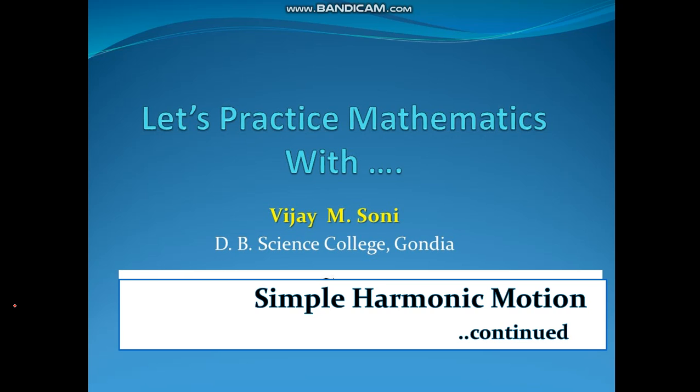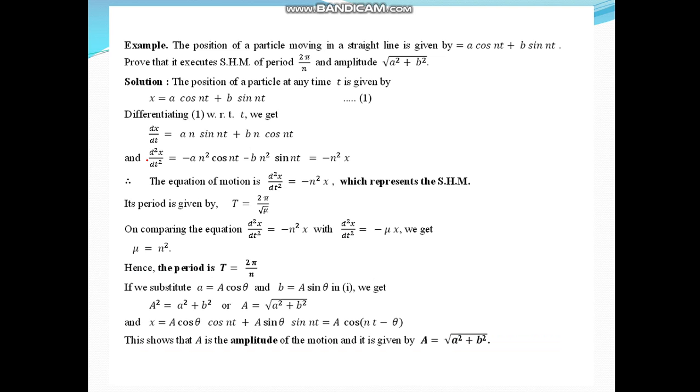Problems on simple harmonic motion. First example: the position of a particle moving in a straight line is given by x equal to a cos nt plus b sin nt. Prove that it executes SHM of period twice pi by n and amplitude under root a square plus b square. So the position of the particle at time t is given by x equal to this.